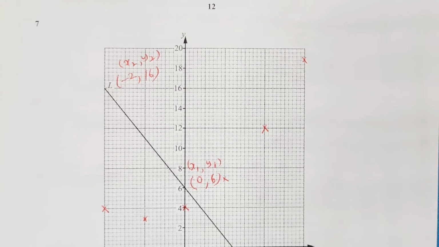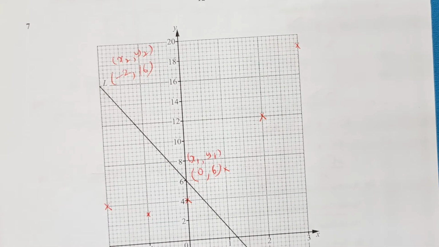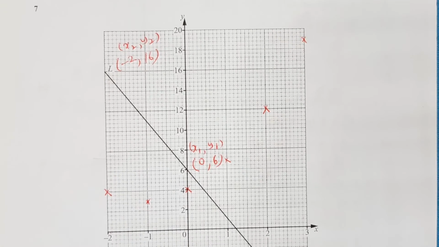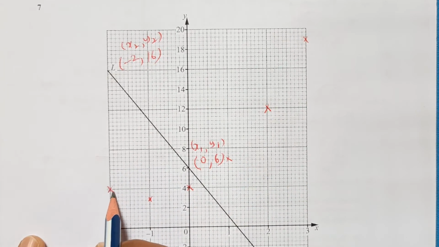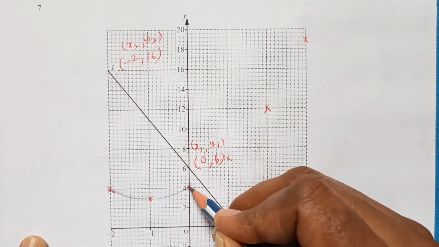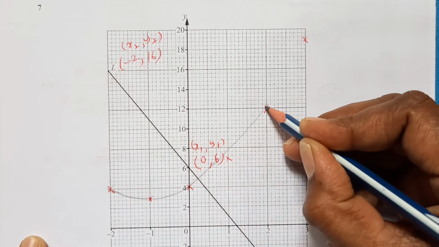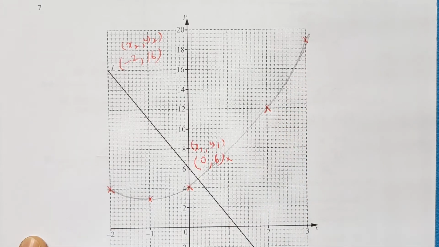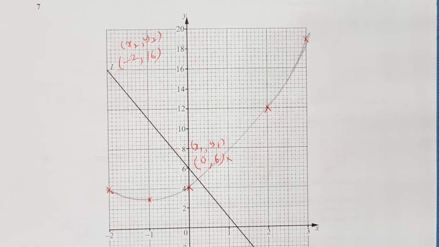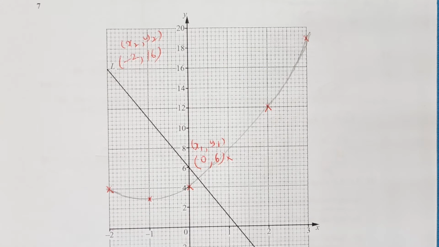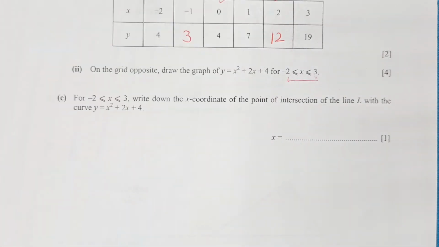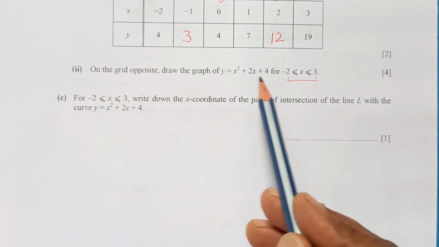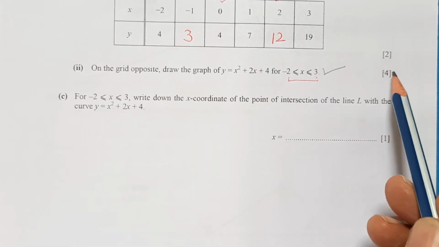So we need a freehand curve to draw the graph of this. I can use a pencil for that. So our graph starts from here, like this. Okay, so this is the graph of this question. This is the second part. So we have drawn the graph. This is a 4 marks question.